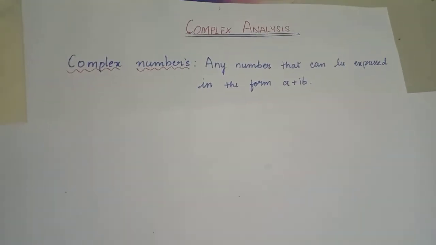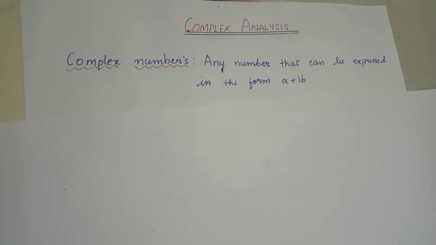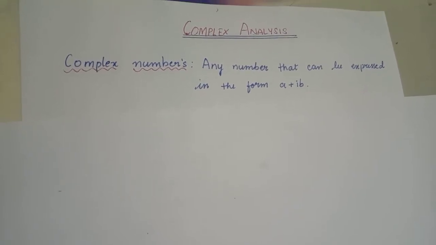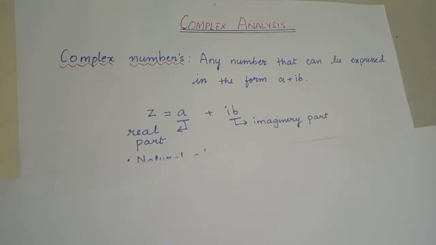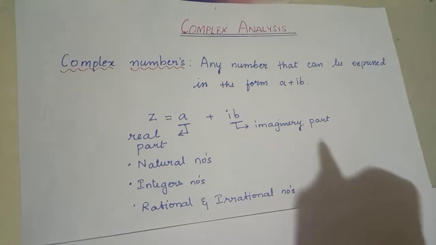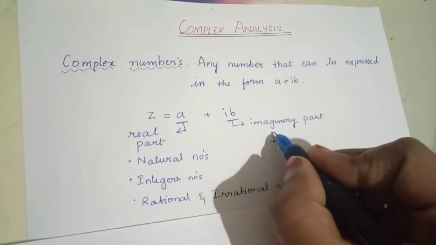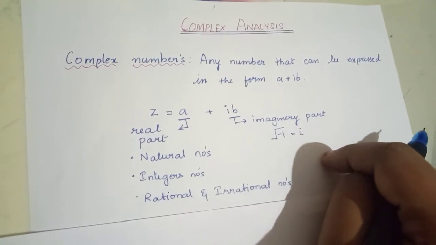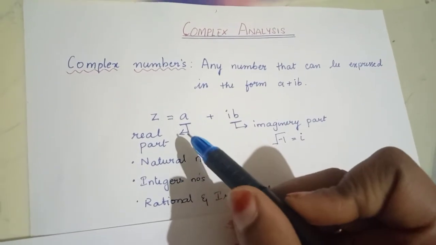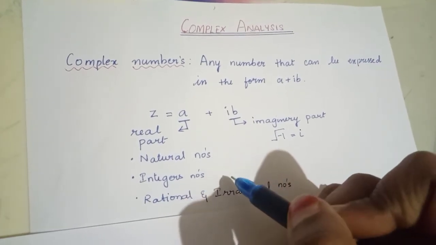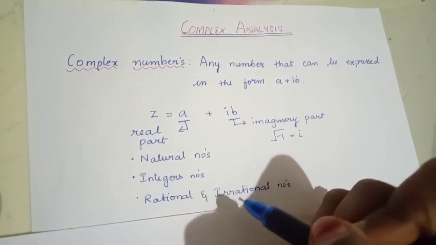We'll be dealing with complex analysis today. So what do you mean by complex numbers? Any number that can be expressed in the form a plus ib, where a is the real part and b is the imaginary part. The imaginary unit is nothing but root of -1, which is equal to i. So this will be your imaginary part, and a is the real part, which consists of real numbers, that is natural numbers, integers, rational and irrational numbers.